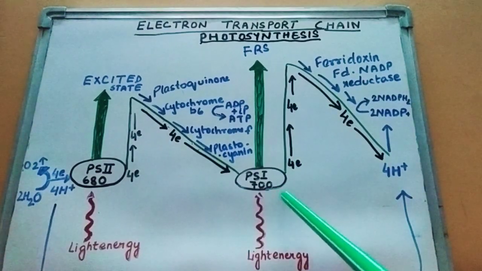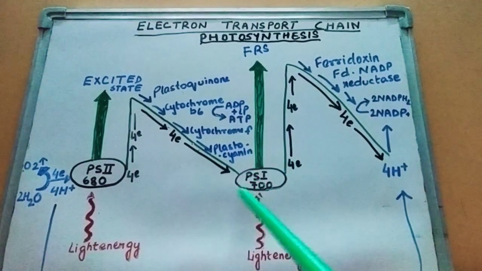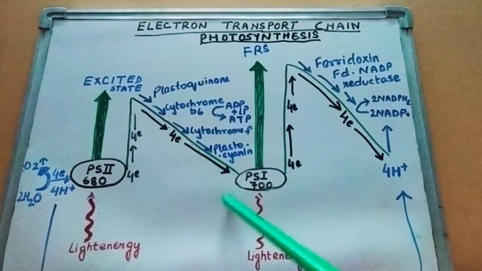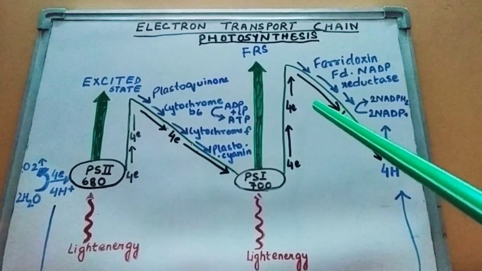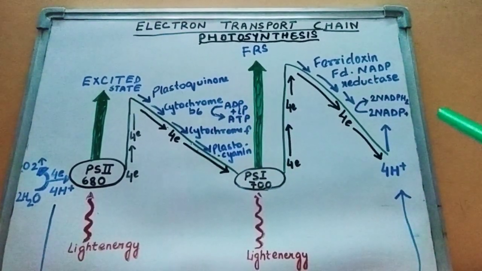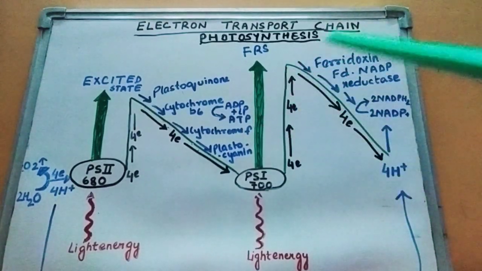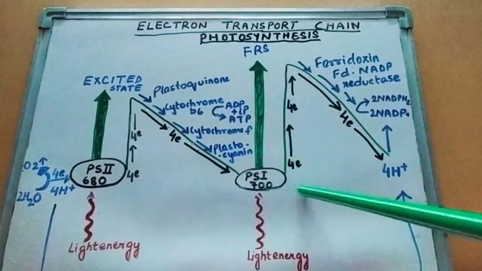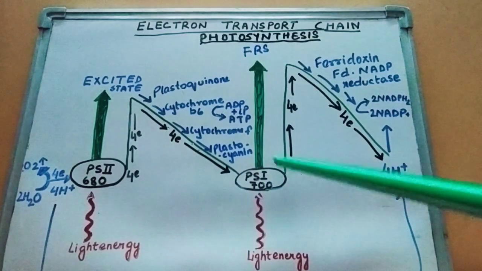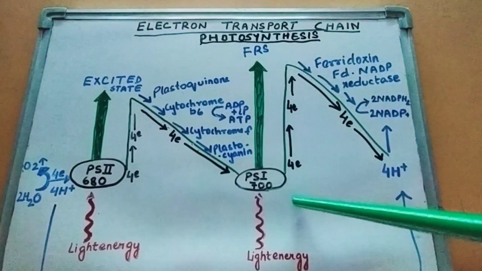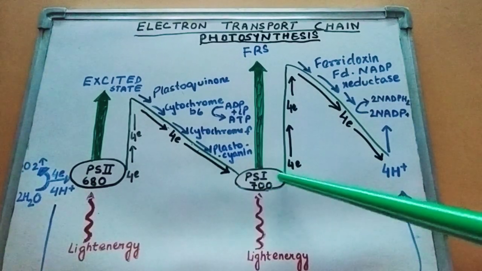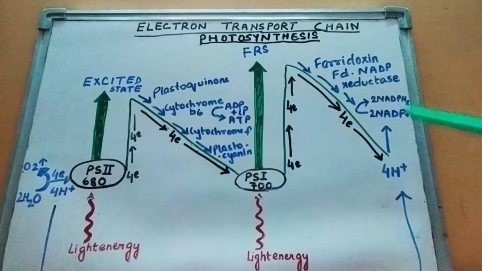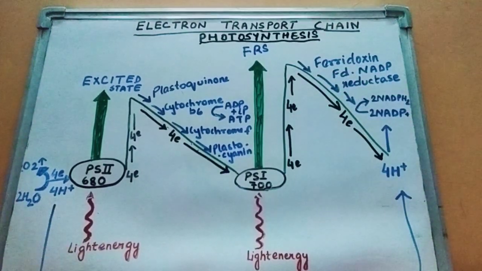But what happens to PS1? PS1 is not getting electrons from any of the sources, but it is getting electrons from PS2. So there are two phases of photophosphorylation, that is formation of ATP. One is cyclic photophosphorylation, one is non-cyclic photophosphorylation. Now here you can see in PS1 there is cyclic photophosphorylation, where the electron is moving out from PS1 and again comes back to the reaction center. So in this way, cyclical movement of the electron takes place that helps in the synthesis of ATP.